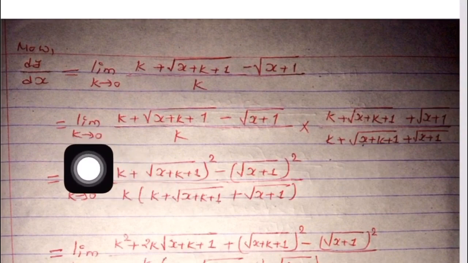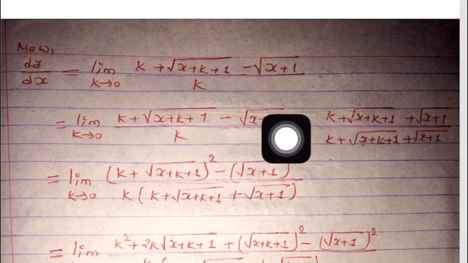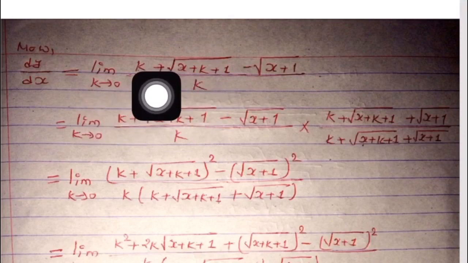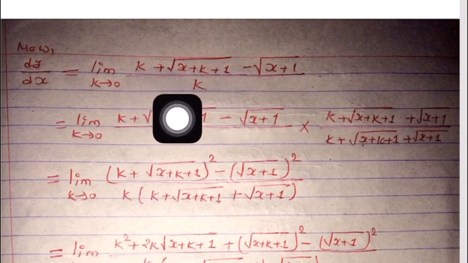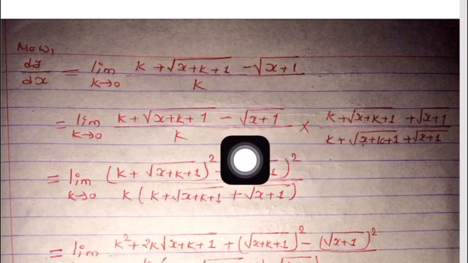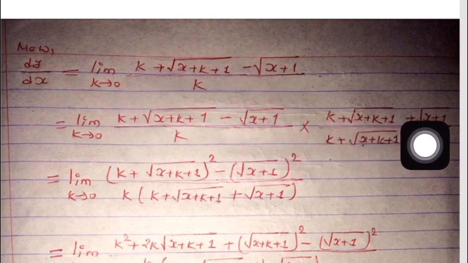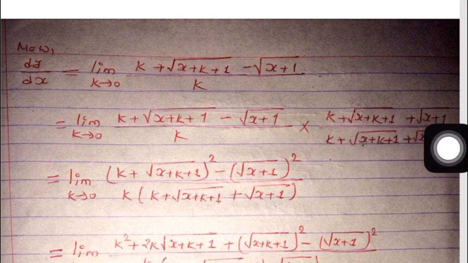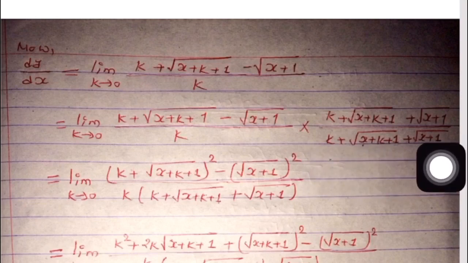Proceeding further, limit k tends to 0 of k plus root under x plus k plus 1 minus root under x plus 1, divided by k. Okay, if you put k equal to 0 directly here, you get 0 by 0, which is an indeterminate form. So to prevent this situation, we have to multiply the numerator and denominator by k plus root under x plus k plus 1 plus root under x plus 1. But this minus should be plus here. So k plus root under x plus k plus 1 plus root under x plus 1, whole divided by k plus root under x plus k plus 1 plus root under x plus 1.